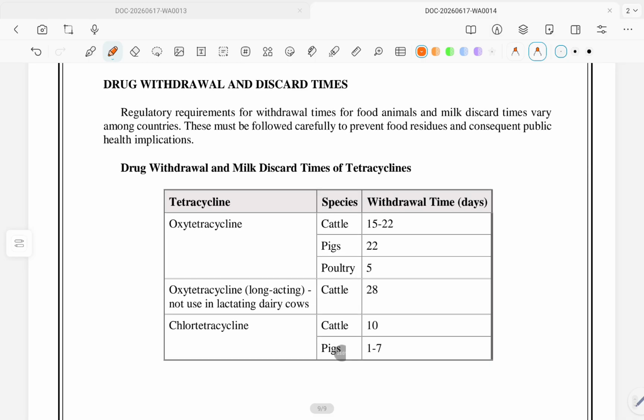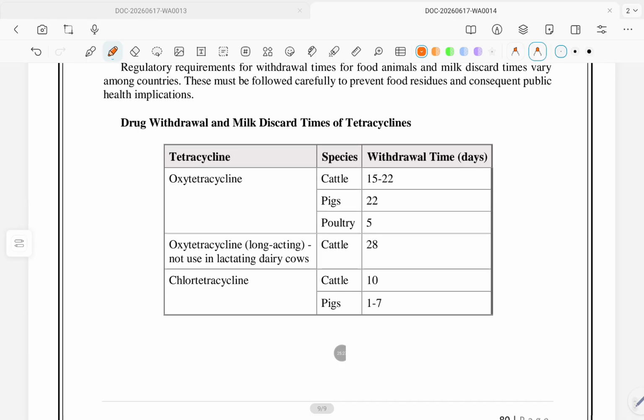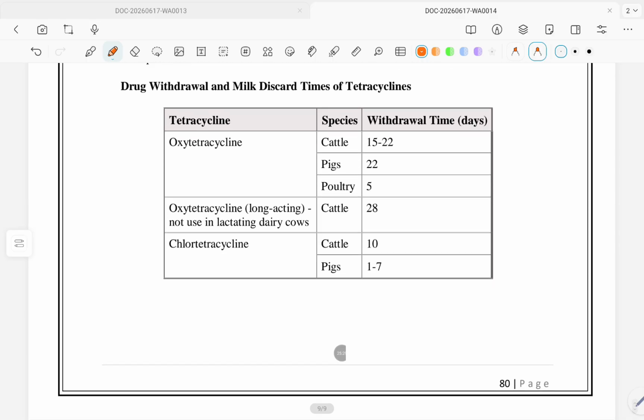Drug withdrawal and discard time. Regulatory requirements for withdrawal time for food animals and milk discard time vary among countries. These must be followed carefully to prevent food residue and consequent public health implications. Drug withdrawal and milk discard time of tetracycline.